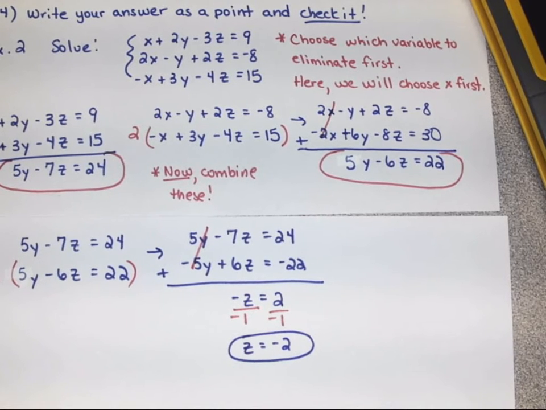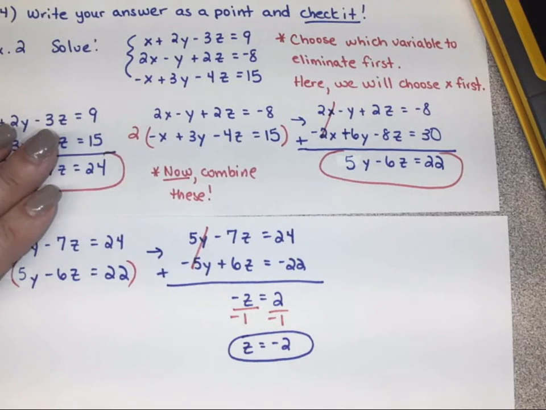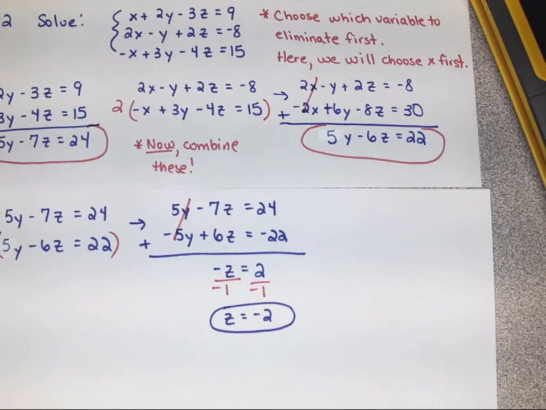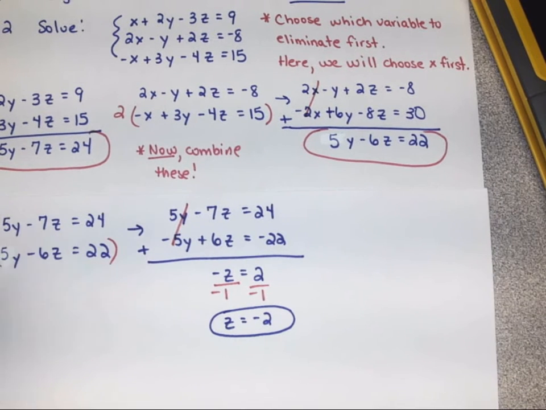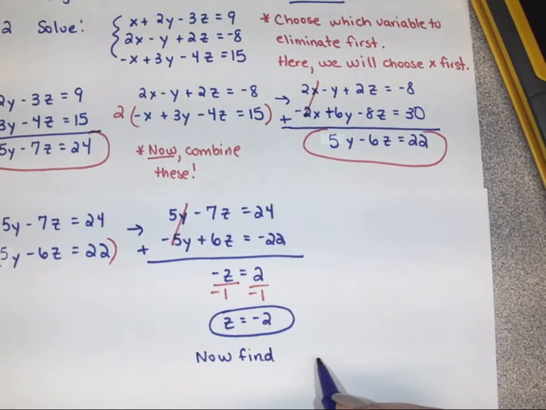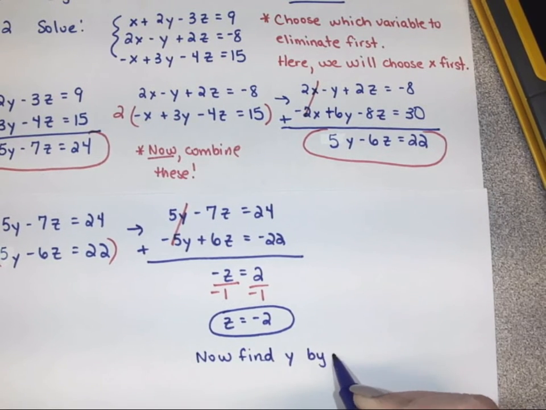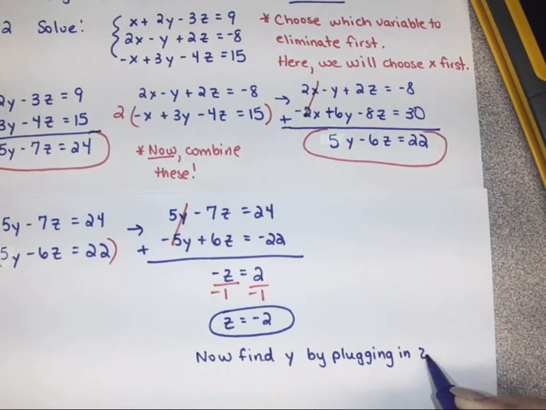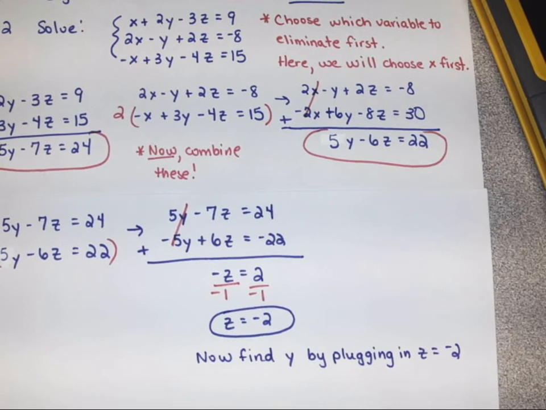But that's only a third of my answer, right? What do I still have to know? I know z, but I still want to find x and y, right? So now I'm going to go back and find y using one of these two equations. So now I'm going to find y by plugging in z equals negative 2. So if I do the first one, 5 times y minus 7 times negative 2 equals 24.